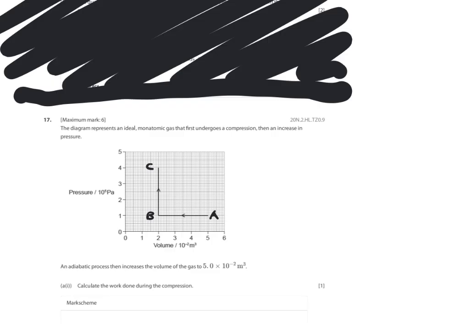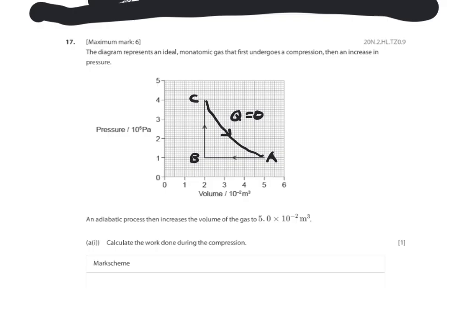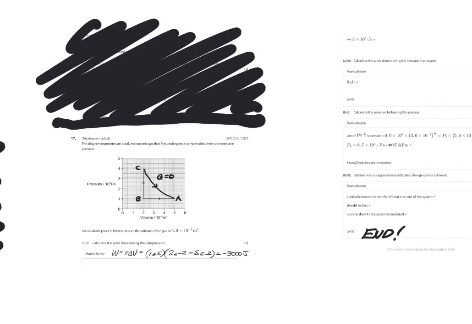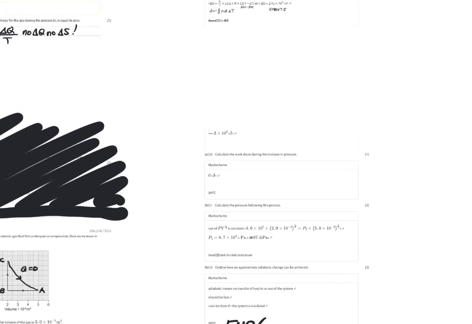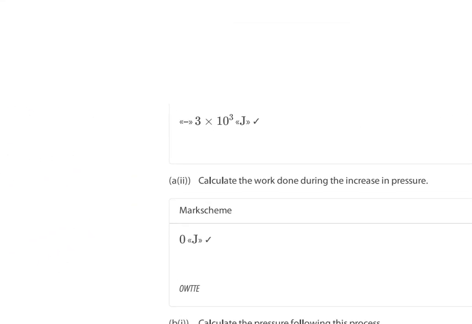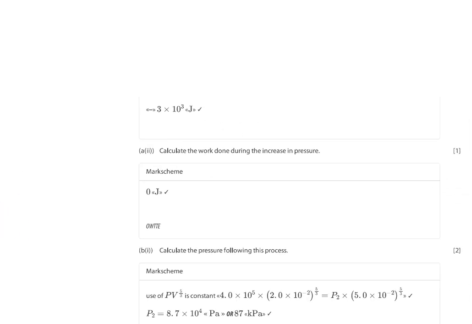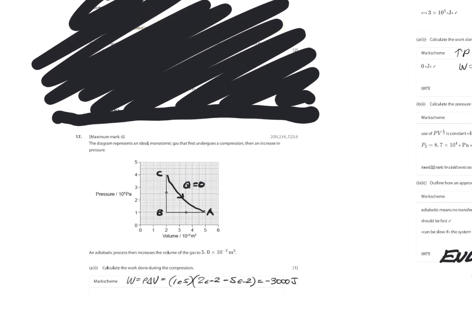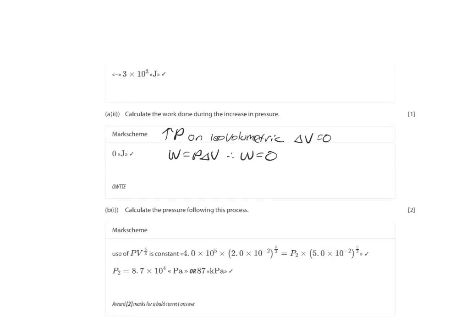I'll draw in that adiabatic curve. All right, there it is. Calculate the work done during the compression, the work done on the gas. And so we wind up getting 3,000 joules. The work is done on the gas since the volume is decreasing, so yes, negative 3,000 joules. Then it says calculate the work done during the increase in pressure. That is mad easy. That increase in pressure is on an isovolumetric line. If the volume does not change, there is no work done, and so that's 0 joules.